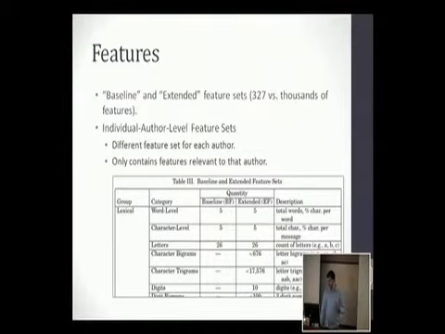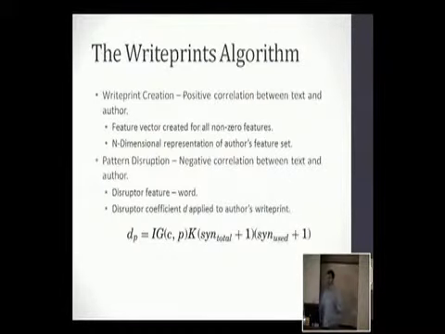And the way that works is through this two-step algorithm. First, you create a writeprint for an author. You create the feature vector, you project it into n-dimensional space, and you do some different transformations on it. And so you have this writeprint, right? This n-dimensional representation in the feature space of some author's writing style. And then you apply the pattern disruption.